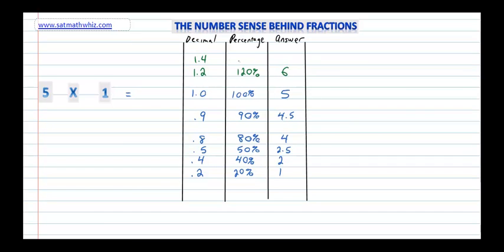If I multiply by 1.4, that's 140% of 5, and that answer would be 7, which is really 5 plus 2. So if I get 140%, I'm getting my 100% back, my 5, plus 40% more, which is 2.